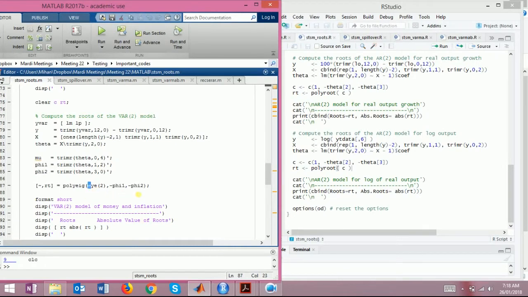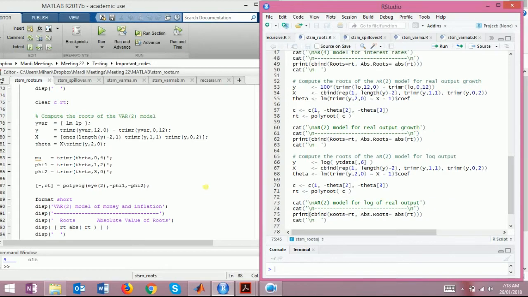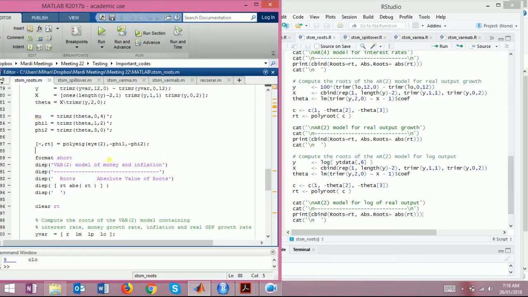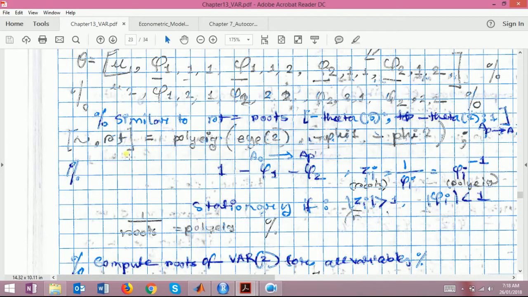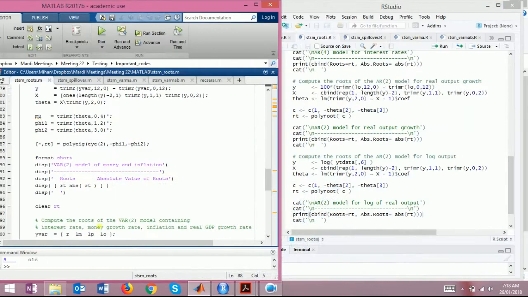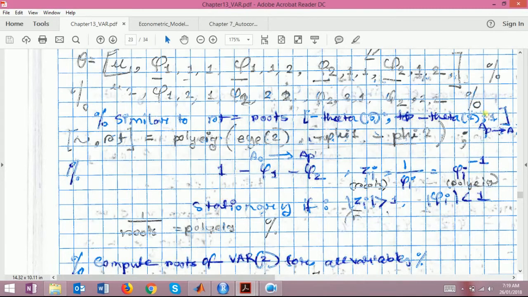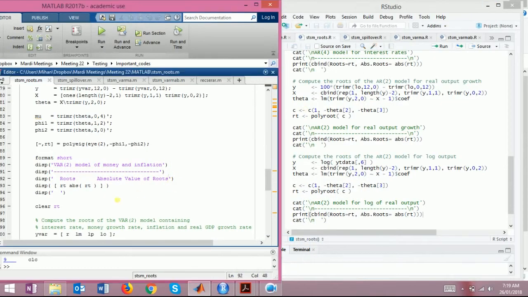So 1 minus phi 1 minus phi 2, very simple poly. And when you do that, we need to see if the values are less than 1 or not. If your roots give you less than 1, then you have your stationarity condition satisfied, right? Roots are used for non-VAR, where it is minus theta 3, minus theta 2, minus theta 1, and 1. Polyeigen is used for VAR, okay?